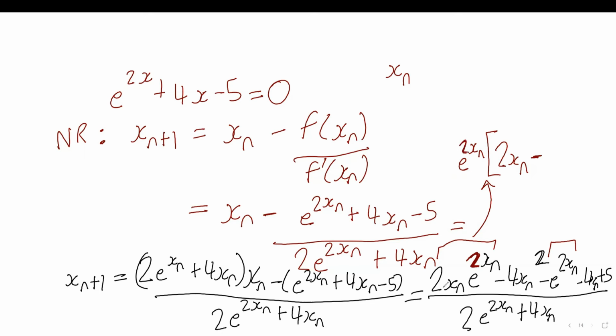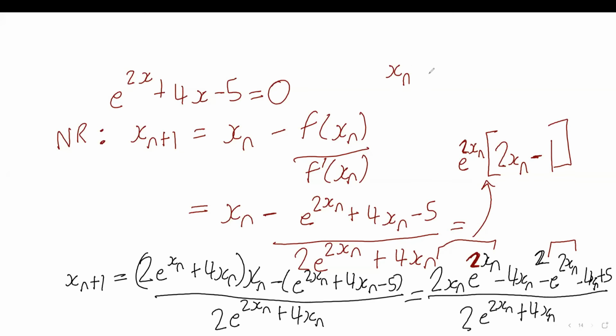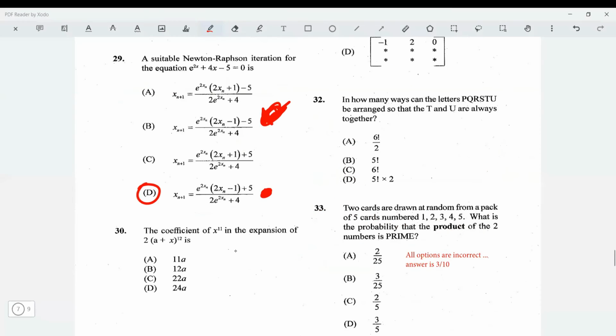E to the 2xn factored out. That's just 2xn minus e to the 2xn. This is minus 1. So this is 2xn minus 1. I'm looking for one of them with a bracket with 2xn minus 1. It can be option B, or this, or this. Now, which one do we have? Is it the plus 5 or the minus 5? Let's check our answer. We have a plus 5 at the end. So since we have a plus 5 at the end, it is option B.